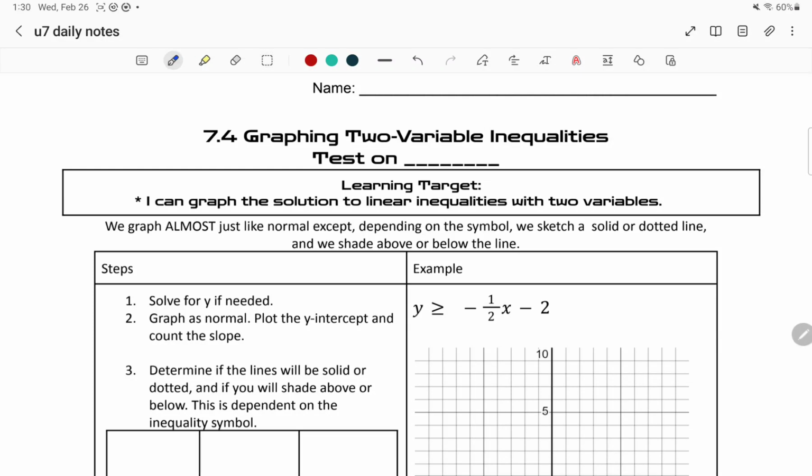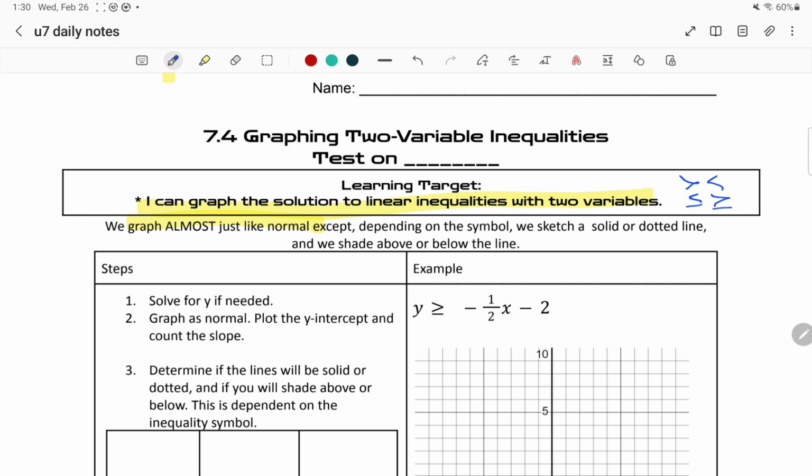Hello, so we're going to do graphing two variable inequalities today, and then we're going to do 7.5 on the same video because I taught it together, okay? They're pretty much the same. It's going to be great. So we graph almost just like normal, except when we don't have an equal sign anymore. We have our less thans and greater thans and equal tos and stuff, okay?